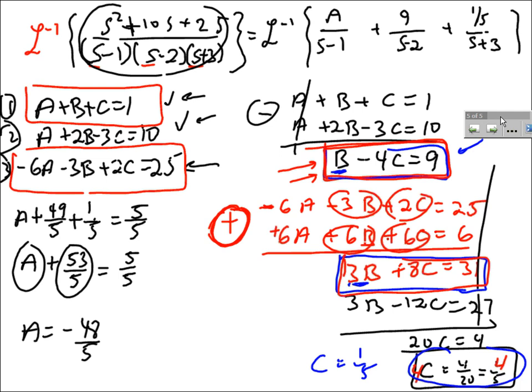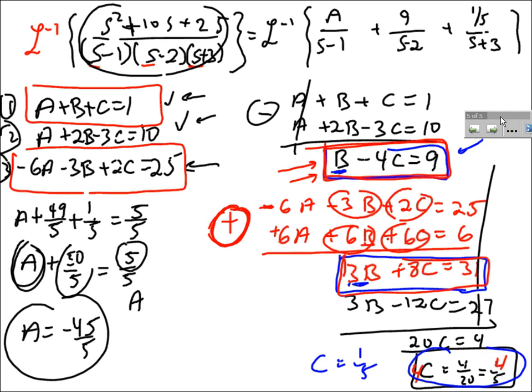Okay, now, so 49 plus 1 is 50. 50 minus 45 will give you 5. So A should be negative 45/5. Or, at this point, A plus this is 50/5, which is 10, and it's supposed to equal 1. So A is negative 9. And just for the record, A is negative 9.